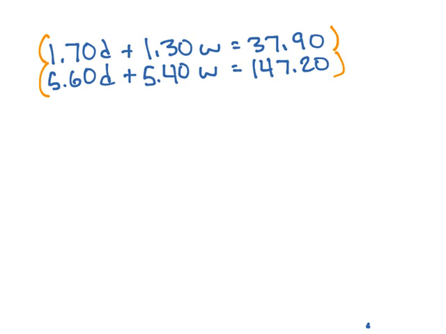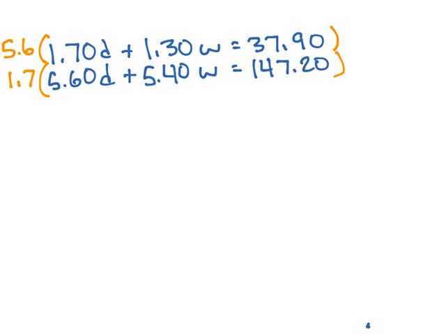In this case, I've decided that I'm going to eliminate the D variable. So I'm going to multiply the first equation by 5.6 and the second equation by 1.7. You'll notice what I'm doing is I'm multiplying by the opposite value of D. This guarantees that the result will actually create an equal number, because we know that if you multiply something by the other, it will always be the same value. So let's see what happens.